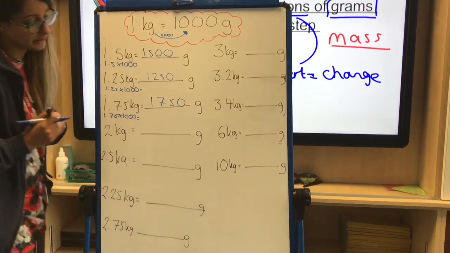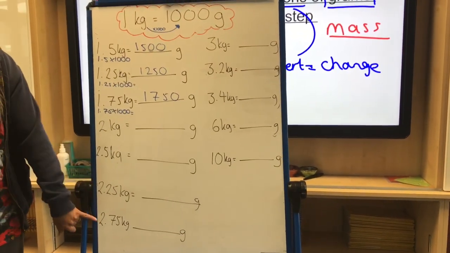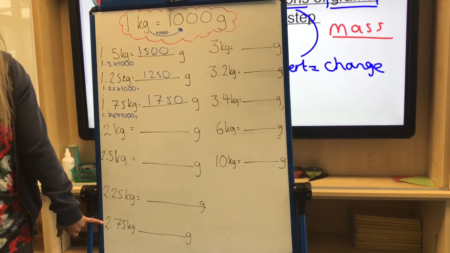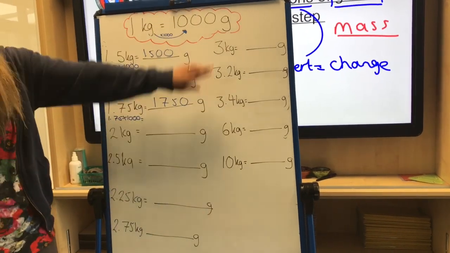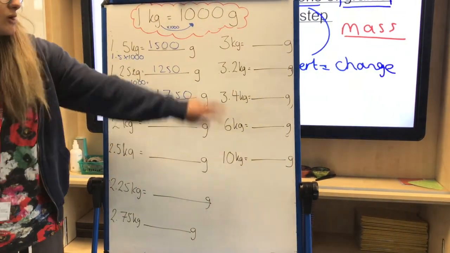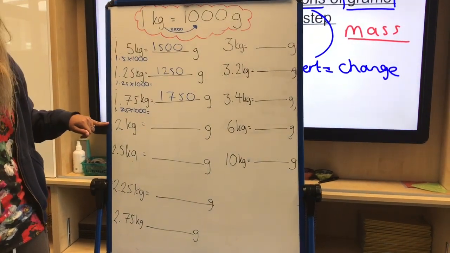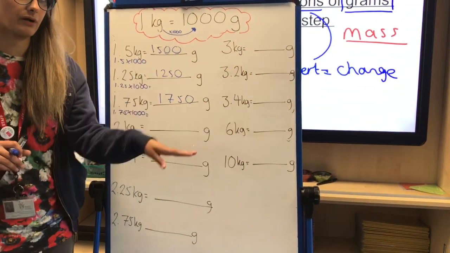What I would like you to do, without me modelling now, is I've got 2, 2.5, 2.25. I've got 2.7 in there as well. That's 2.75, Mrs. Gale. 7.5, sorry. 3, 3.2, 3.4, 6 and 10 kilograms. What I would like you to do now is, without me talking, pause the video, and convert these kilograms into grams, and then we'll go through the answers. Off you go.